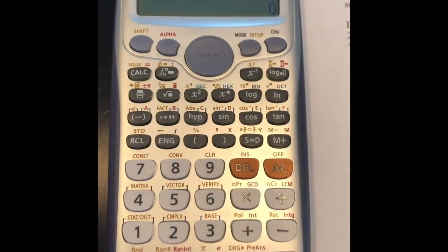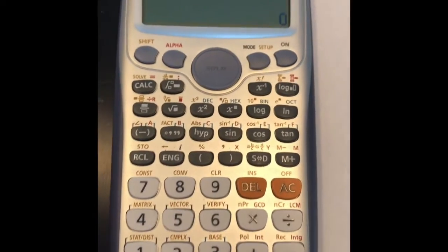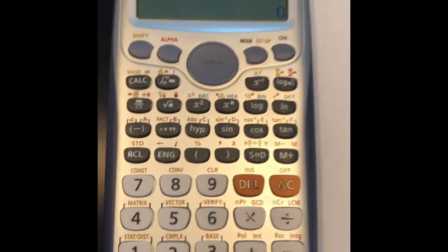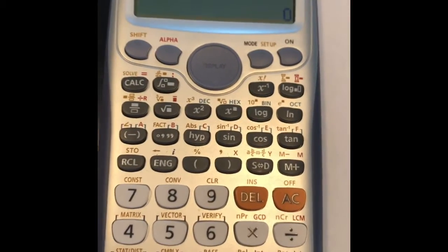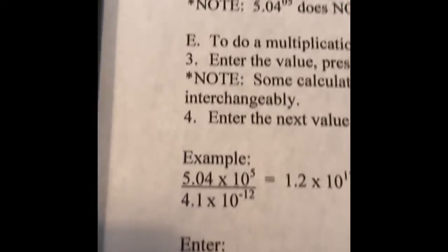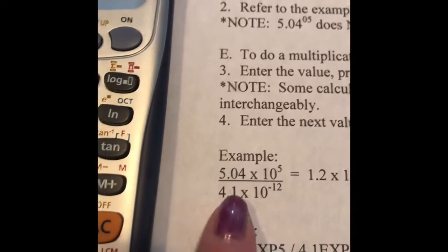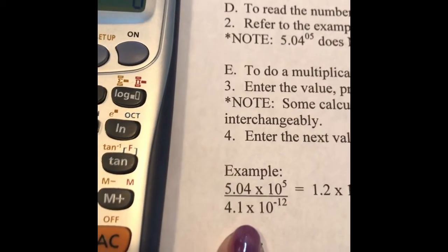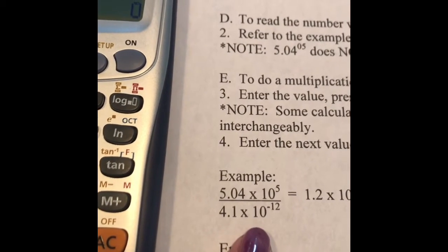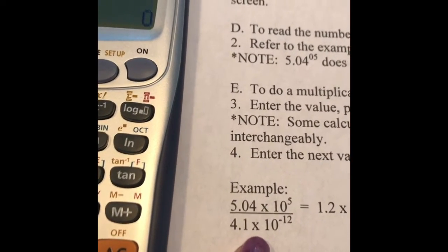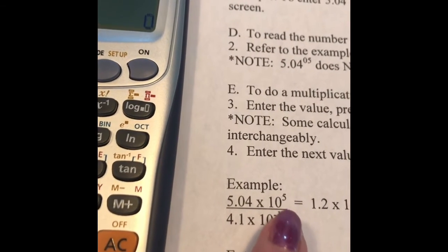Okay, for this calculator, this is the Casio, one of the Casios. The two Casios I have actually are very different, ironically, but I'm going to show you how to type scientific notation in with this calculator. We're going to use this example that's on your paper and type in 5.04 times 10 to the 5th. That's one number, that's not two numbers. Times 10 to the 5th means move the decimal 5 places to the right, so that's 504,000.